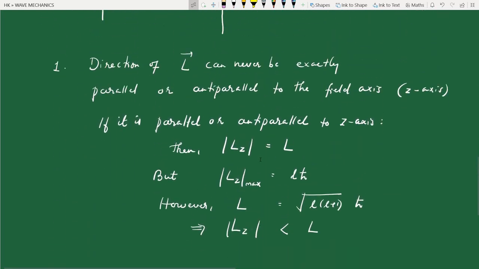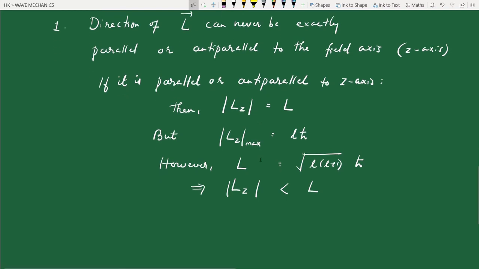So this means that Lz can never be equal to L, which means the plane or the direction of L can never be exactly parallel or anti-parallel to the field direction. Or if you talk in terms of the electron's orbital plane, we can say that the electron's orbital plane can never be exactly on the xy plane, perpendicular to the z axis, perpendicular to the field axis. Okay, so that is one point.